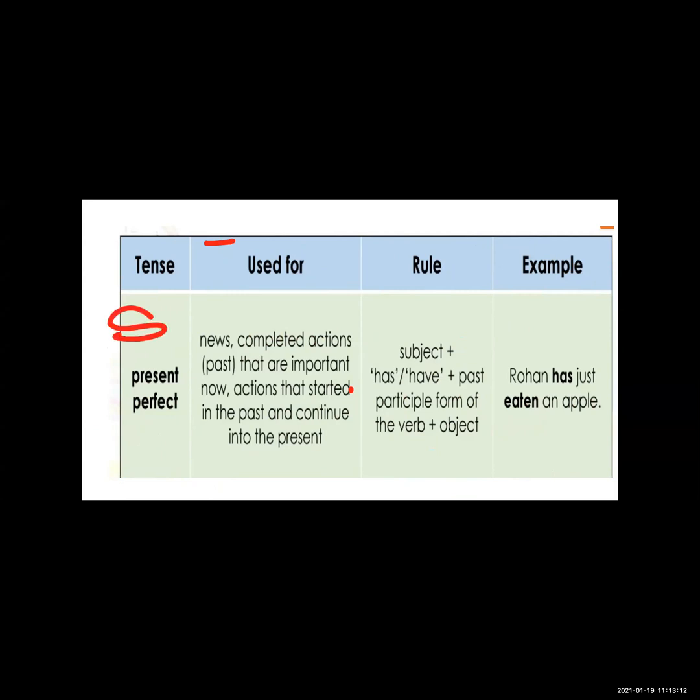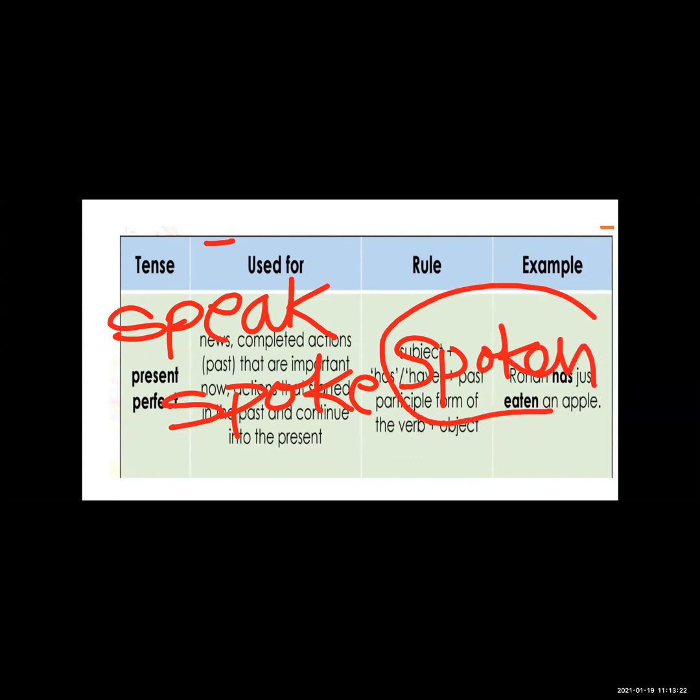Next, speak, spoke, spoken. This is the third form of the verb. Then do, did, done; go, went, gone. So these are all past participle forms, meaning the third form of the verb. Give, gave, given. All these are the third form of the verb, the past participle form, which we use in the present perfect tense.